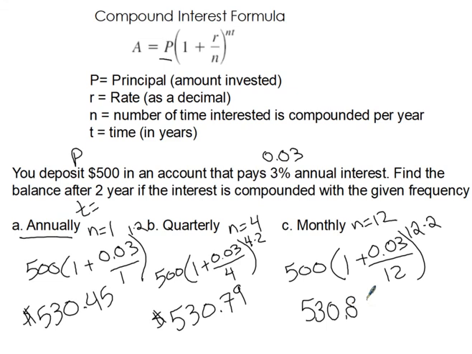$530, and it looks like about 88 cents. So just a little bit more. So the more it compounds, the more money you're going to make.